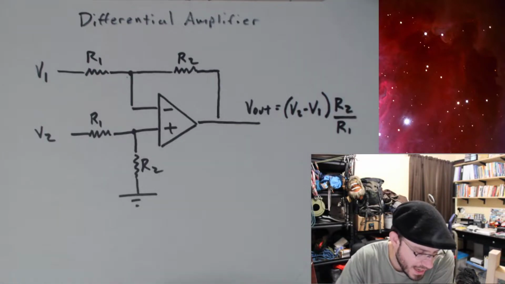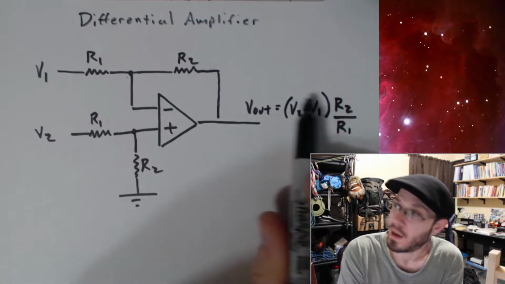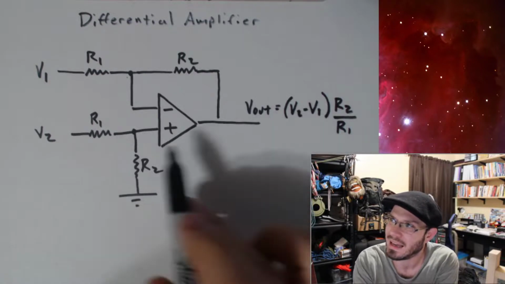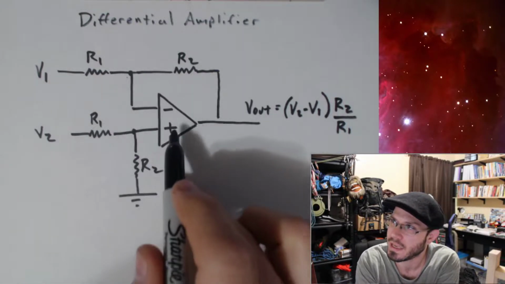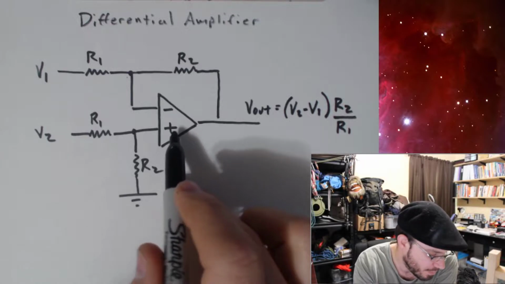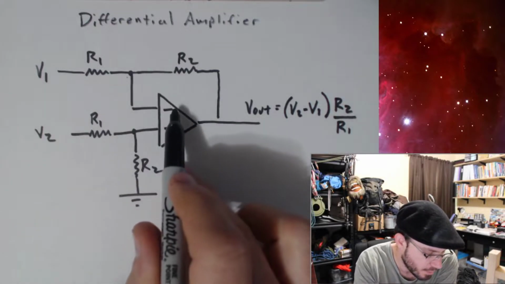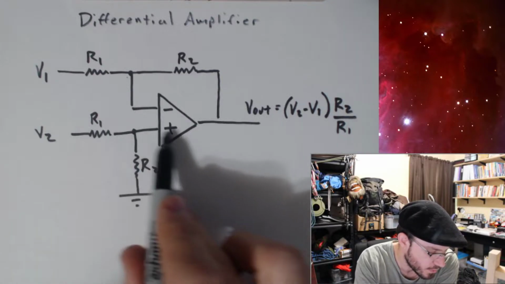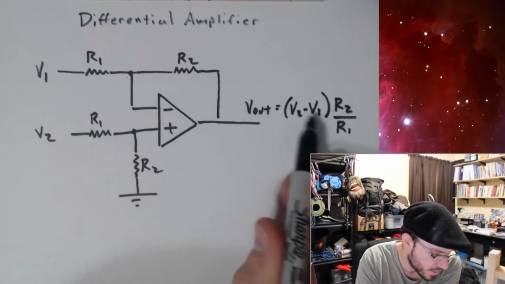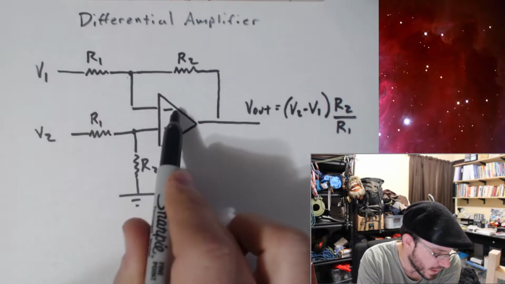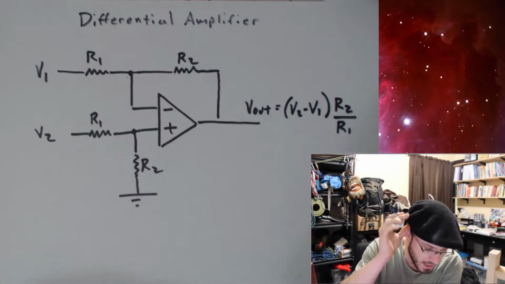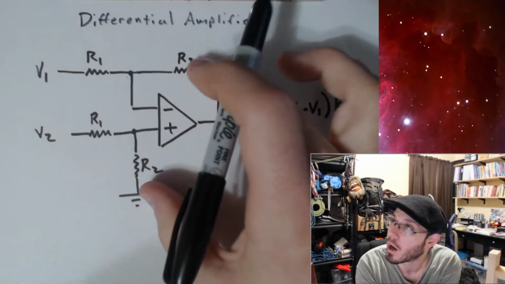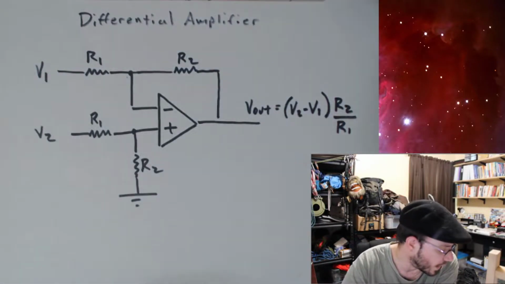Okay, so as you can see, we do have the differential aspect taking place here. We have V2 minus V1, and that kind of makes sense because we have the V2 going into the non-inverting input and the V1 going into the inverting input. So I expect that it is a positive to whatever is connected to this, and a minus V1, which is what is connected to this. Okay, and then the gain is established by the ratio of R2 to R1.